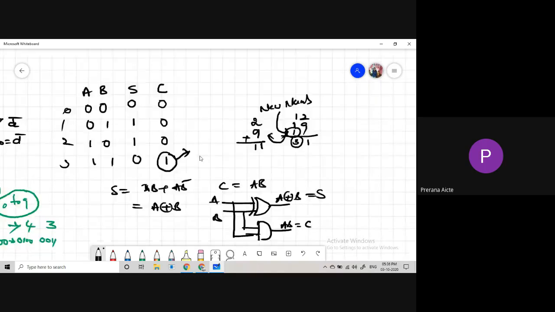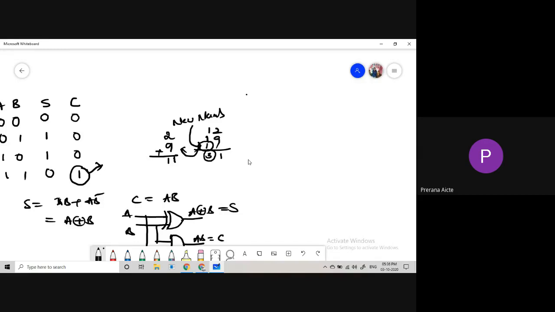Then coming to the 3 inputs. If we're taking 3 inputs like A, B, C, for 3 inputs also we are getting only 2 outputs. They are sum and carry. 8 possibilities are there.